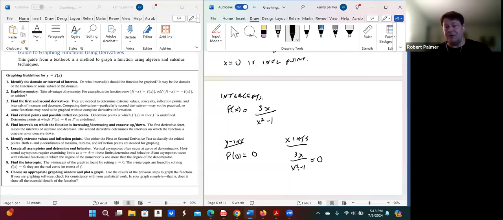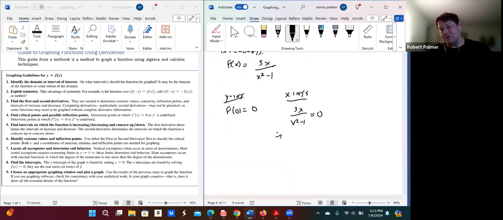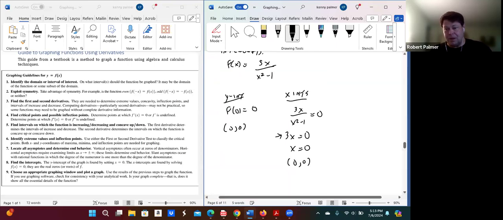And solve that. And once again, our denominator can't be 0. So basically, we just have to find out what makes 3x equal to 0. Of course, that's going to be at 0. So x equals 0. So our y-intercept is 0, 0. And also x-intercept is also 0, 0. Okay. Now, one more thing.